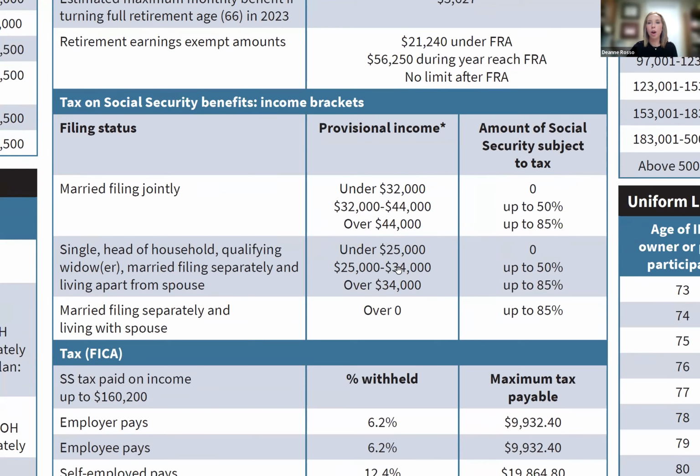And if you're single and make over $34,000 in provisional income, up to 85% is taxable. But it is a bracketed system, so you do get a tax break on your Social Security. And in the state of Georgia, Social Security isn't taxed. So that's also a nice benefit. And that is dependent on which state you live in as to whether or not Social Security is taxed. Okay.